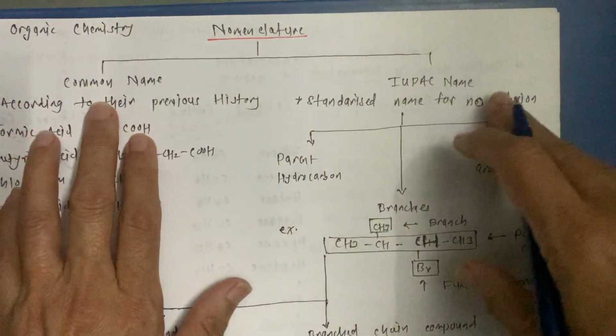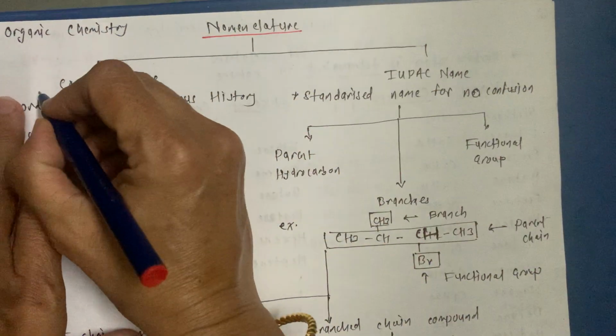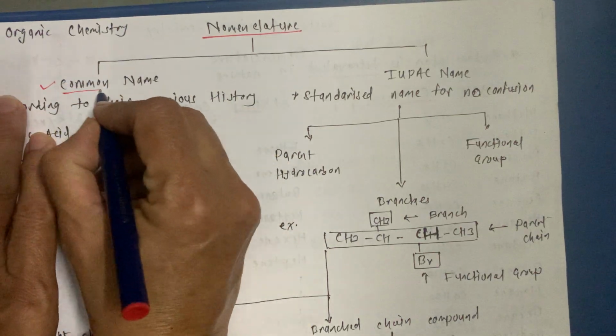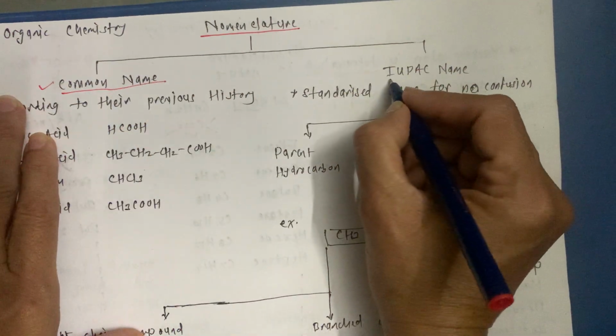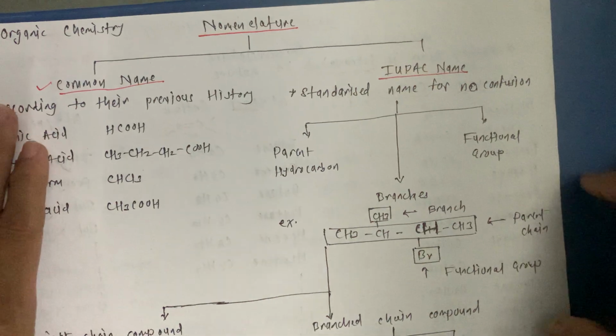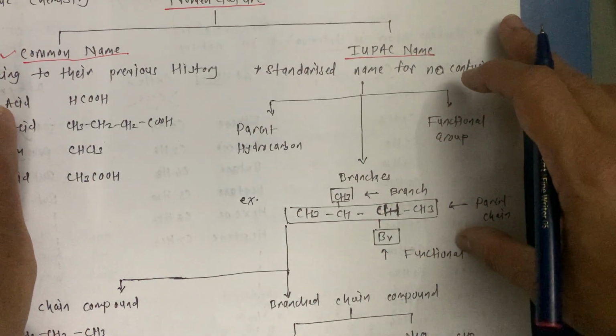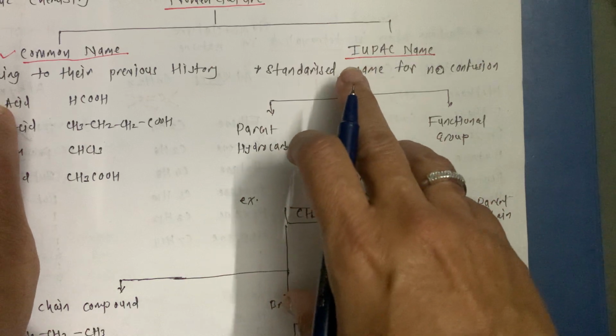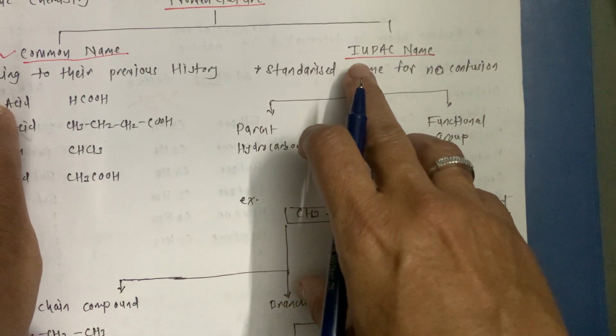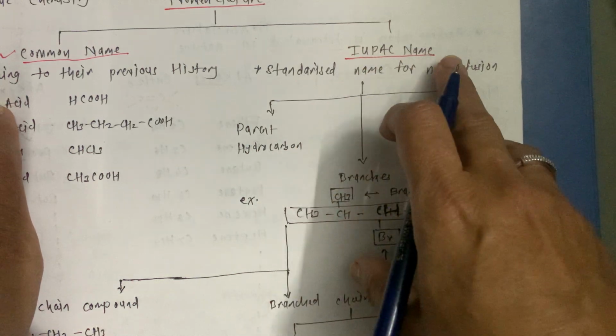In nomenclature there are 2 types. One is common name and another one is IUPAC name. What is IUPAC name? We studied it in 11th standard. This is the IUPAC nomenclature system.